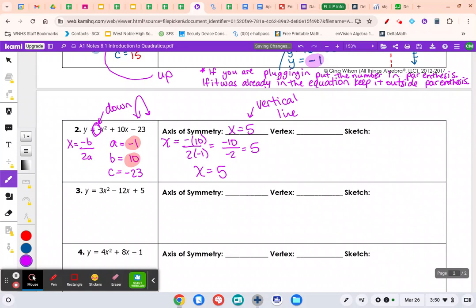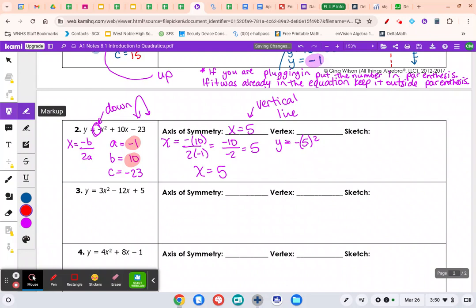Okay, for the vertex, if you have a calculator handy, this should be really simple. You just rewrite your equation, but you plug in 5 for x. Reminder, see how this negative, guys, was part of the original problem? That's what I mean about keeping it outside of the parentheses. Okay, that'll change your answer if you put it on the inside. So really pay attention to that.